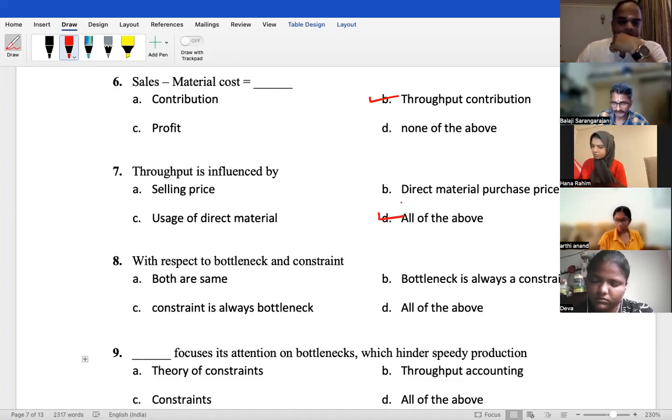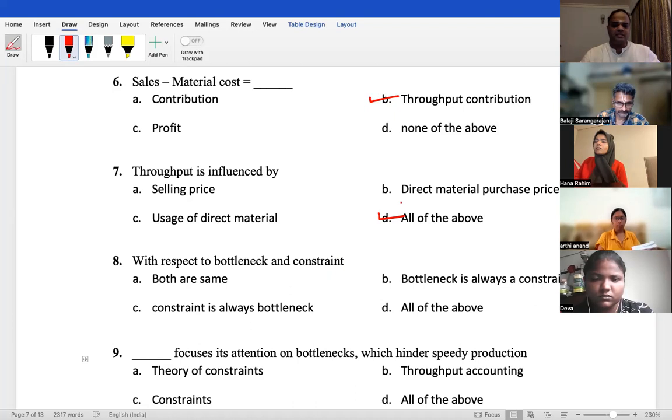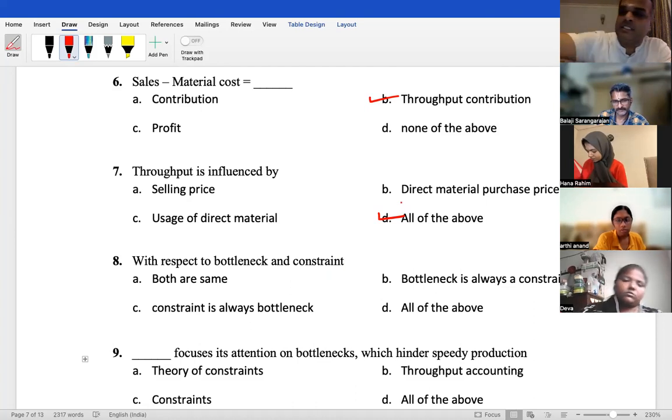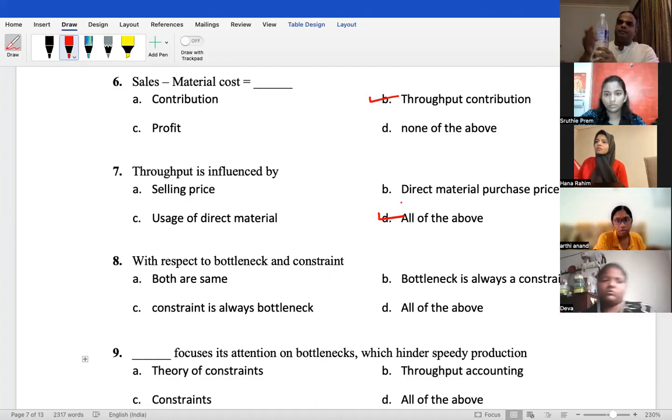Next. With respect to bottleneck and the constraint, both are same. Bottleneck is always constraint. Constraint is always bottleneck. All of the above. Bottlenecks are constraints, but all constraints are not bottlenecks. Good.